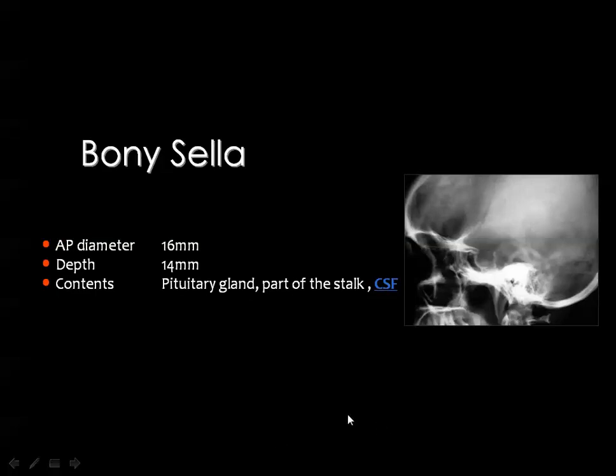You know that the bony sella is a depression or fossa in the sellar floor in the skull base, and it is about 16 millimeter in the anteroposterior diameter and 14 millimeter in depth. The contents of the pituitary fossa are the pituitary gland, part of the pituitary stalk, as well as CSF.